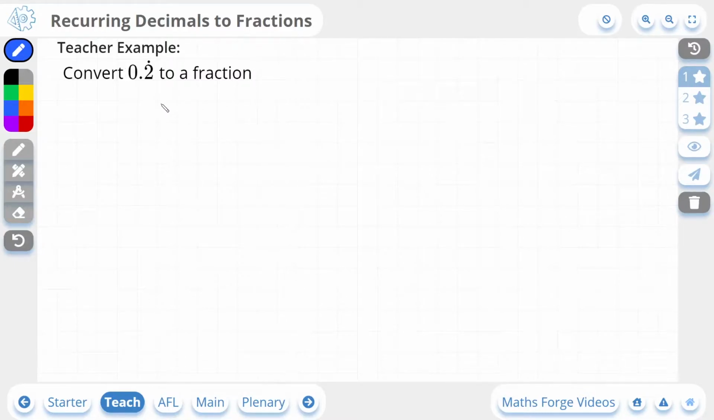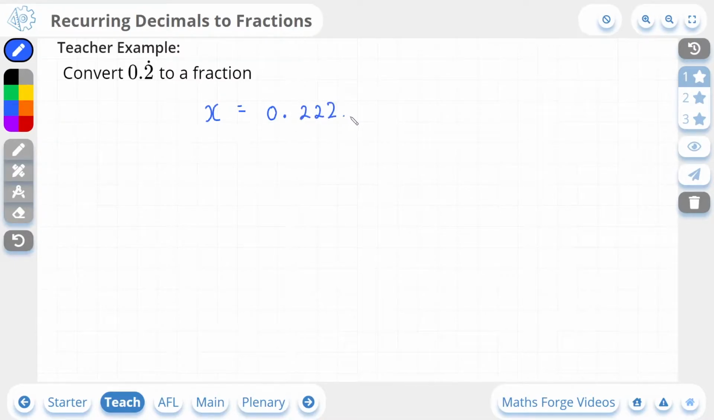So for our first example, we're being asked to convert 0.2 recurring to a fraction. How do we approach this? Well, we're going to use algebra to help us with this. The first thing that you do is assign a variable of x to the recurring decimal. So it's going to be x is equal to 0.2 recurring.